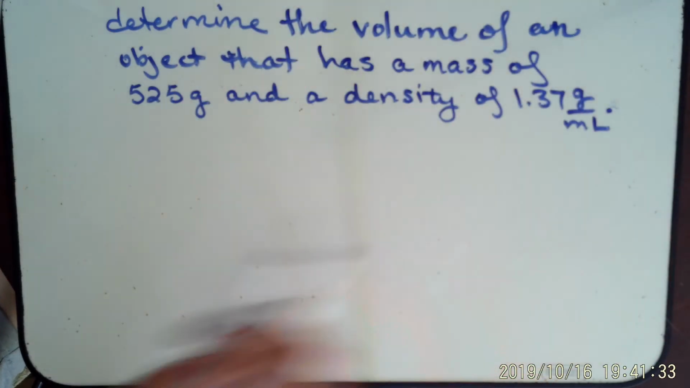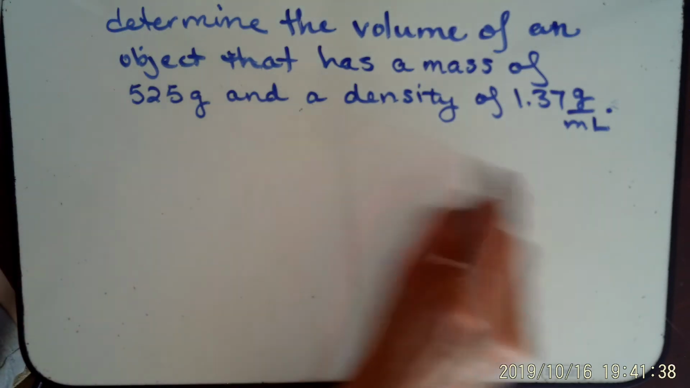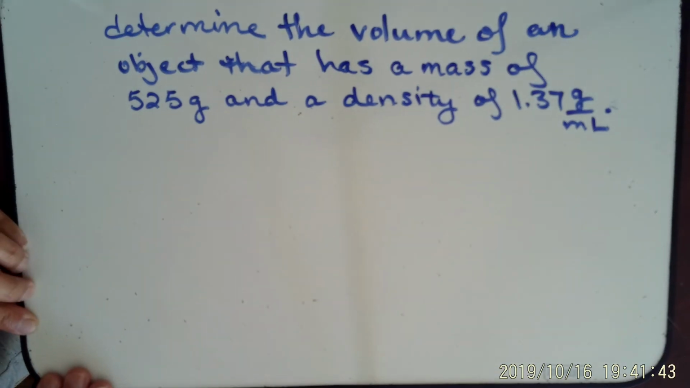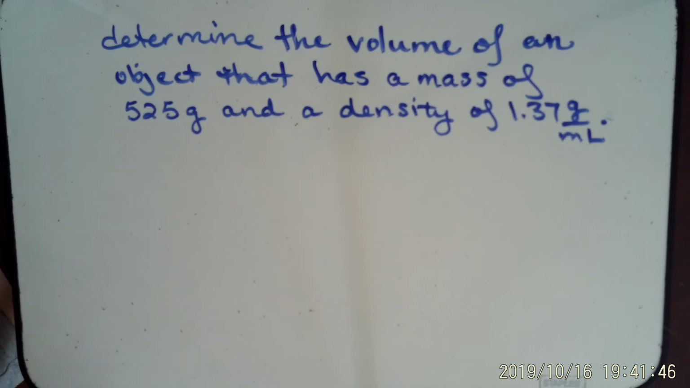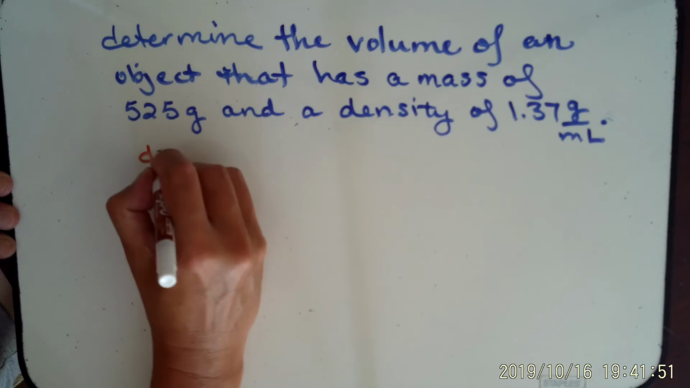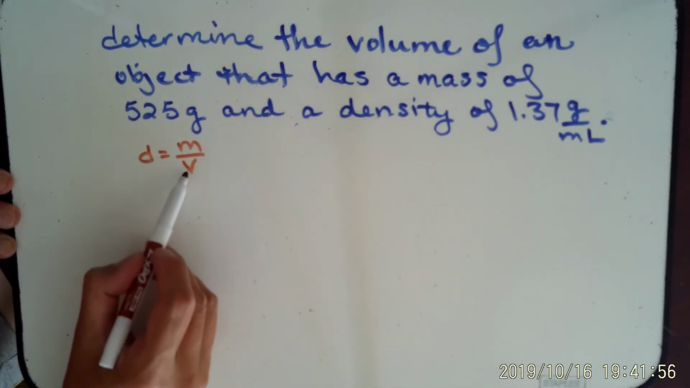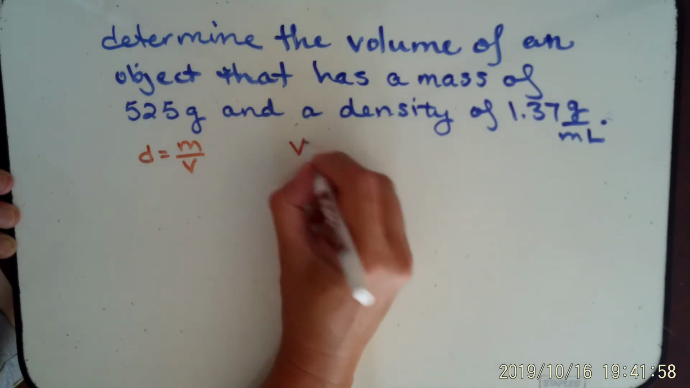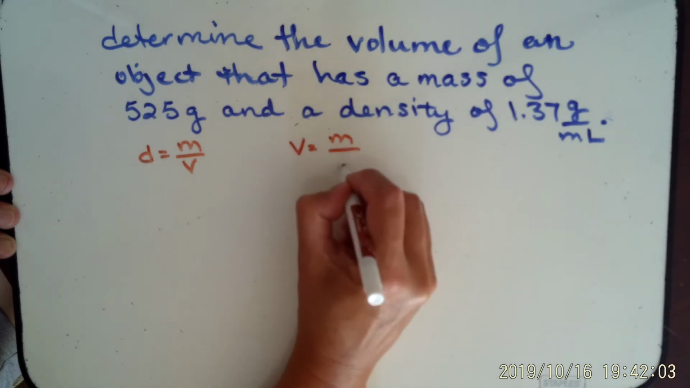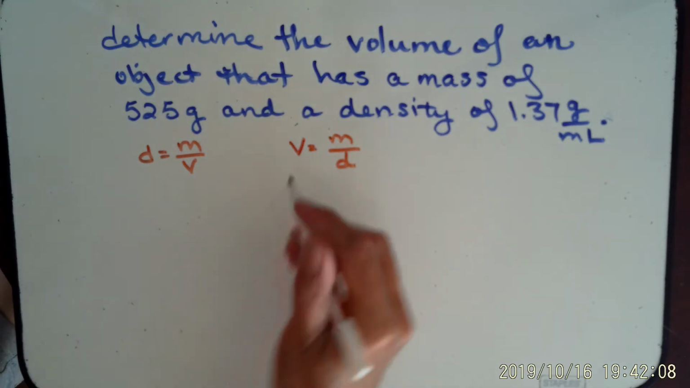Okay, so we notice that the units, grams and grams, are the same, so we don't even have to do a conversion in this case. So what are we going to do? We just need to know our equation. If we know density is equal to mass divided by volume, then if I multiply both sides by V and divide both sides by D, that is going to be the equation that we're going to use.